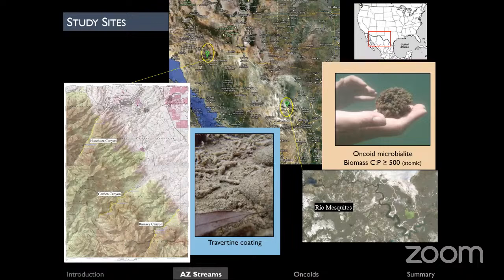Very low carbon production. The brown pathway is also really important in these systems. They get a ton of leaves, and so you do see a lot of shredders and things too. Yeah, at least in the Arizona.